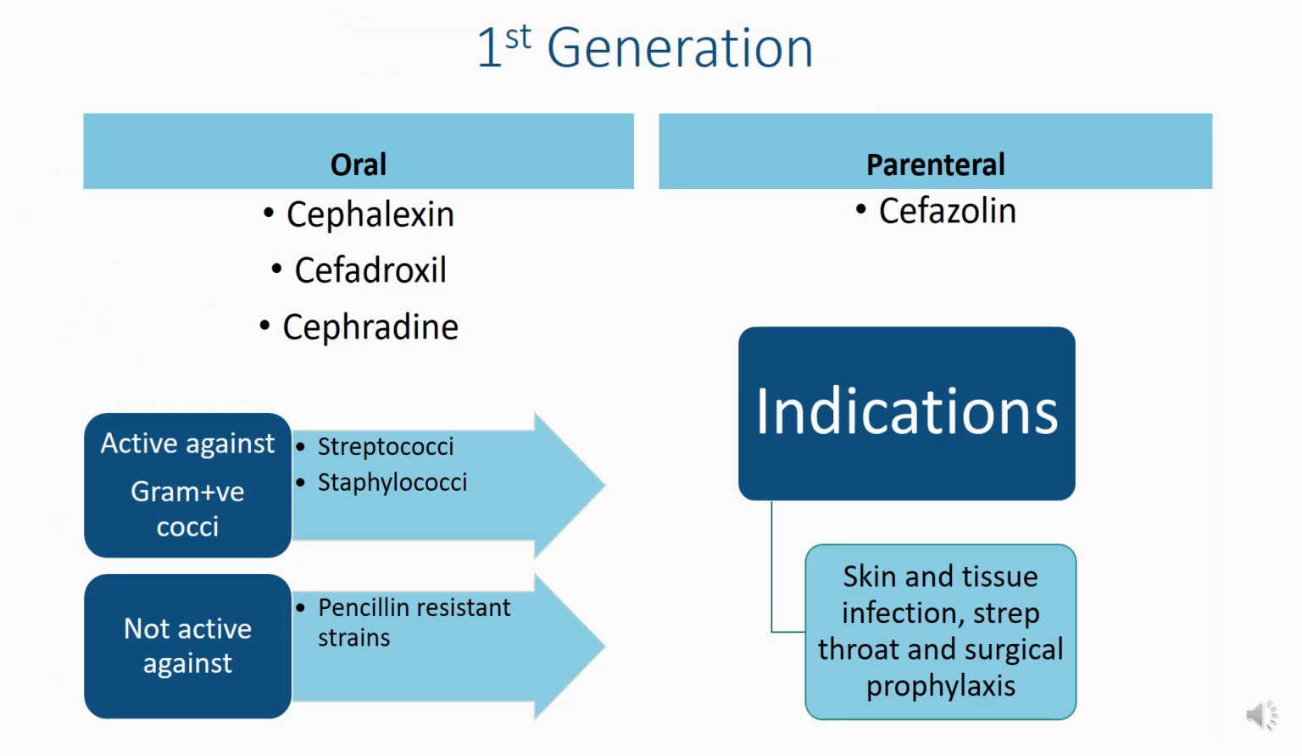Cephalosporins are classified into 5 generations. The first generation includes oral drugs such as cephalexin, cefadroxil and cephradine, and parenteral drugs include cefazolin. They are active against gram-positive cocci, streptococci and staphylococci. They are not active against penicillin-resistant strains. Indications include skin and tissue infection, strep throat and surgical prophylaxis.